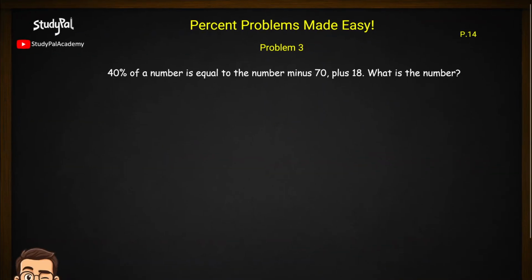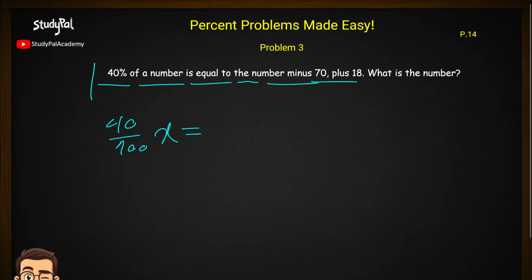Going to the next problem. It says 40% of a number is equal to the number minus 70 plus 18. What is the number? So we need to turn this sentence into a mathematical form. How? Again, 40% of a number, let's call the number x, is equal to the number, x, minus 70 plus 18. So we make an equation out of a sentence, right? Now it is a linear equation. We learned how to solve it, and we can do it now.